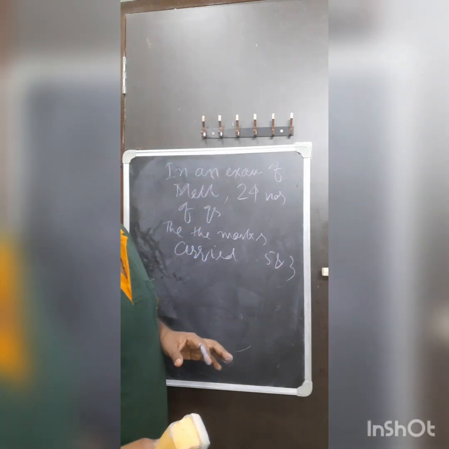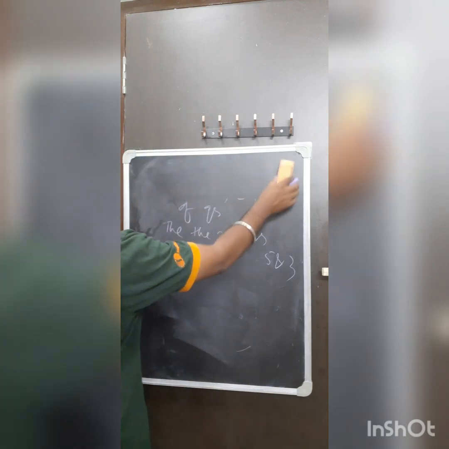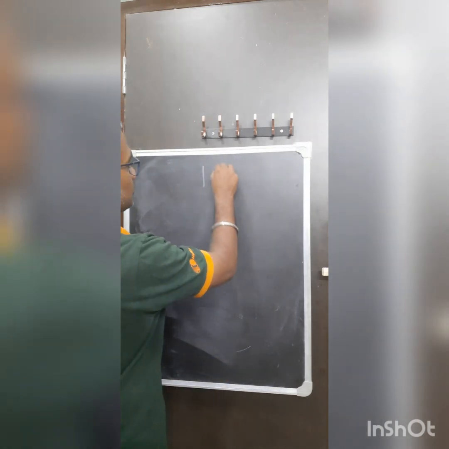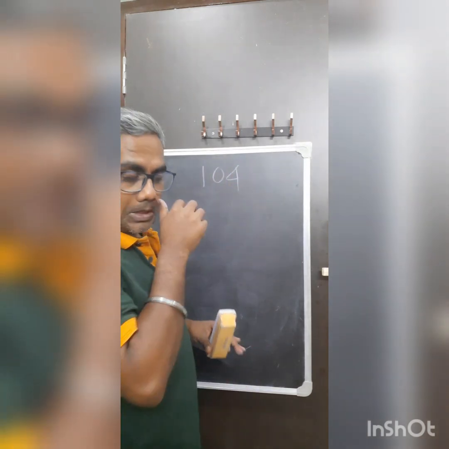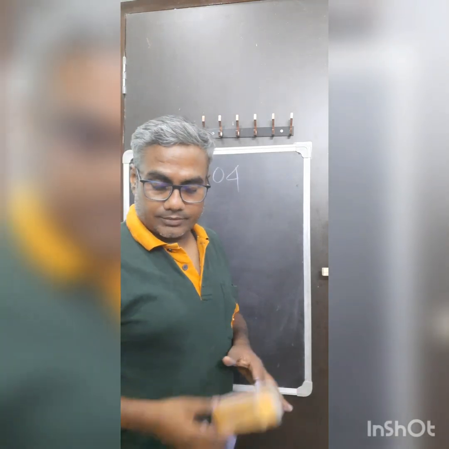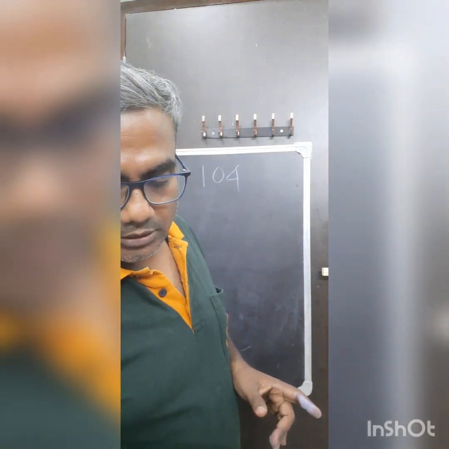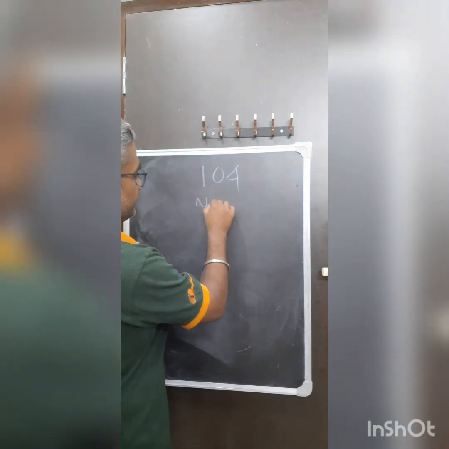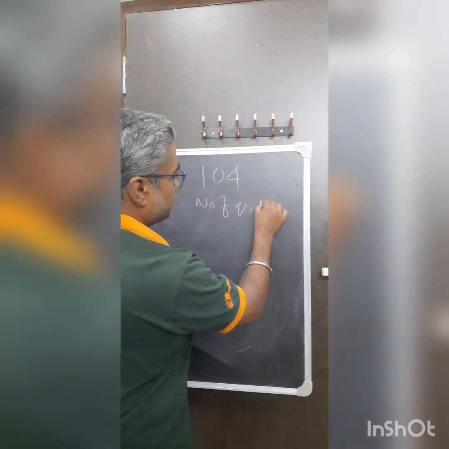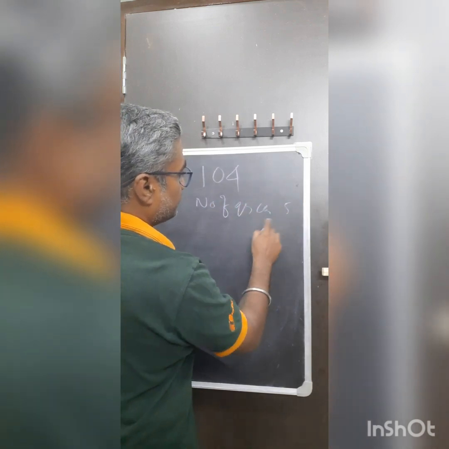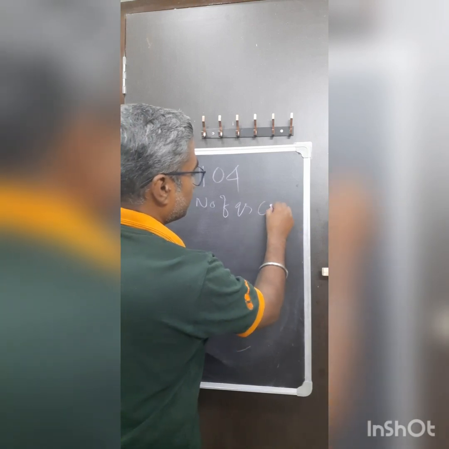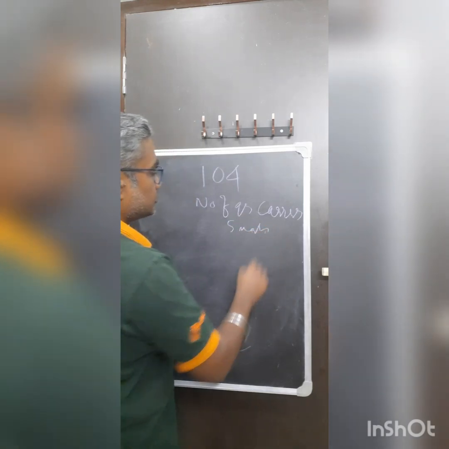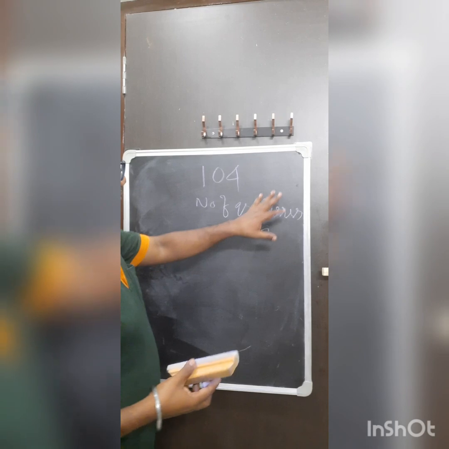So now one student has attempted all the questions and he has secured 104 marks. So this is the condition given in the question. Now what it is asking is the number of questions that carry 5 marks. Okay, so this is the requirement of the sum.